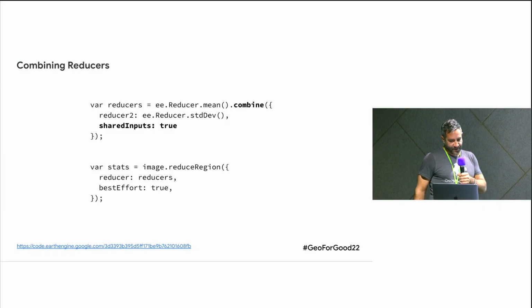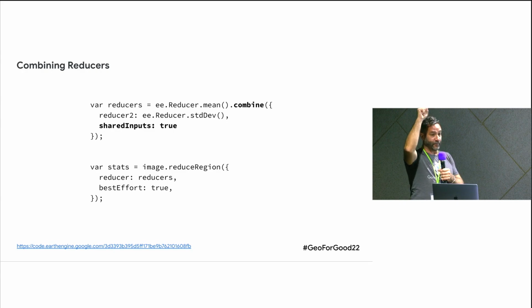Okay, this is my favorite one. Let's say that you want to reduce a region or reduce an image or an image collection or whatever it is. You're going to reduce something, but you want, say, the mean and standard deviation. That's a real common thing to do. You want to compute some statistics. What is tempting to do is say image.reduceRegion with the mean reducer, and then image.reduceRegion again with the standard deviation reducer, and then do something with those two numbers. Don't do that. Instead, combine the reducers.